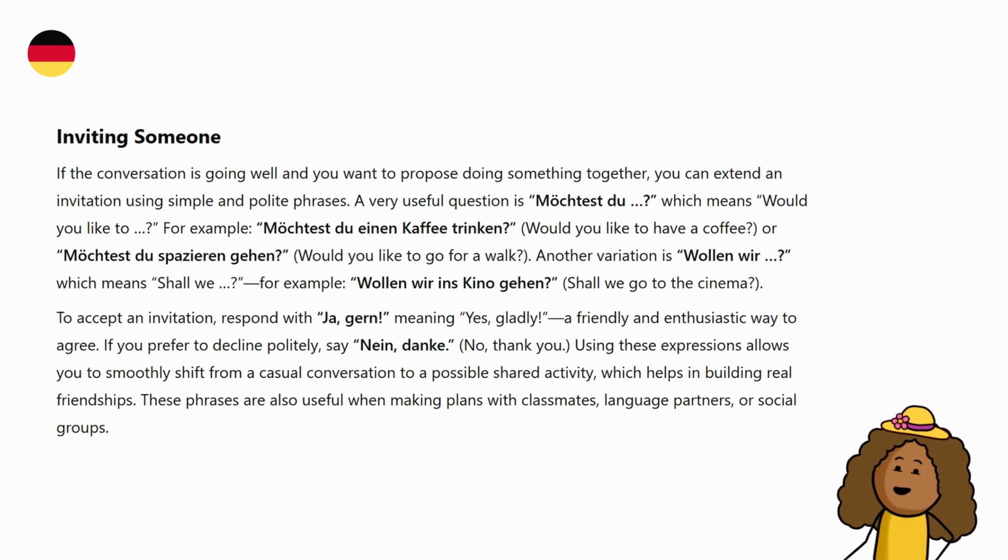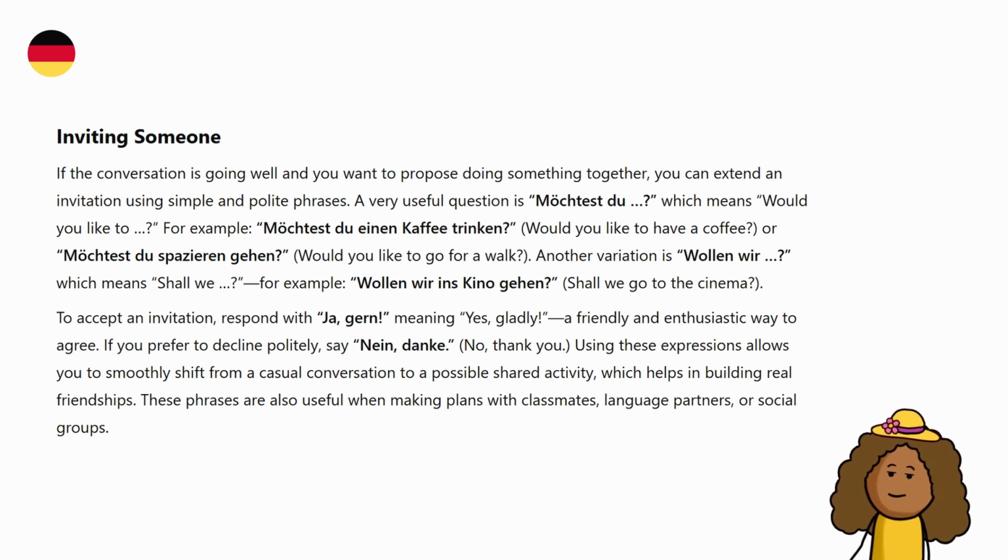If the conversation is going well and you want to propose doing something together, you can extend an invitation using simple and polite phrases. A very useful question is "Möchtest du?" which means, would you like to? For example, "Möchtest du einen Kaffee trinken?" Would you like to have a coffee? Or "Möchtest du spazieren gehen?" Would you like to go for a walk?